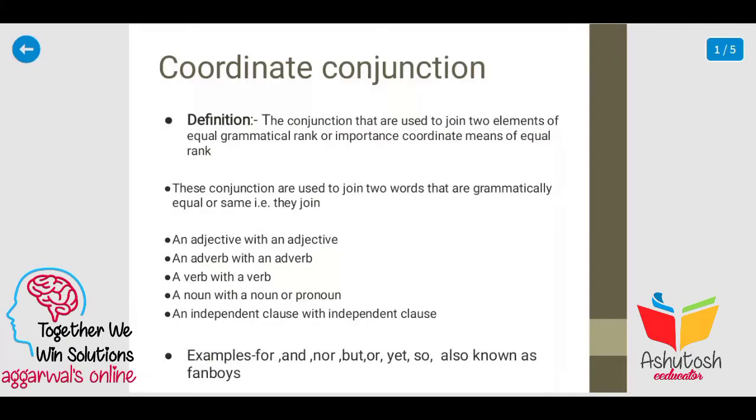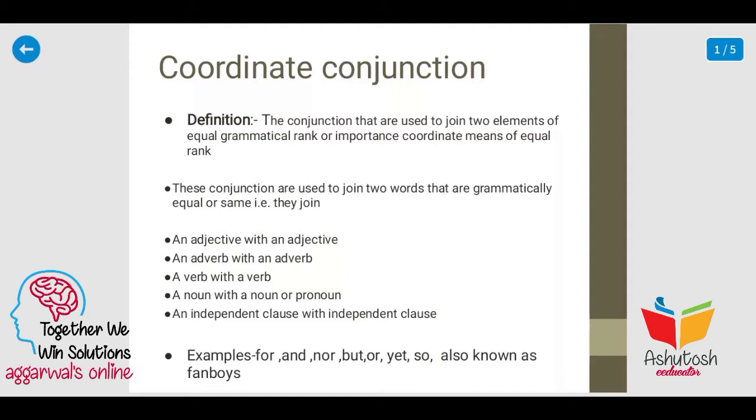Today I am going to discuss coordinate conjunction. So let us begin with the definition. Coordinate conjunctions are the conjunctions that are used to join two elements of equal grammatical rank or importance. So what does this line mean? Equal grammatical rank and importance.